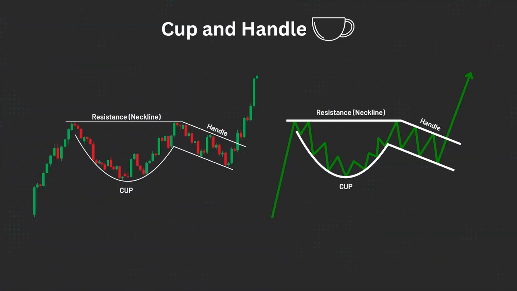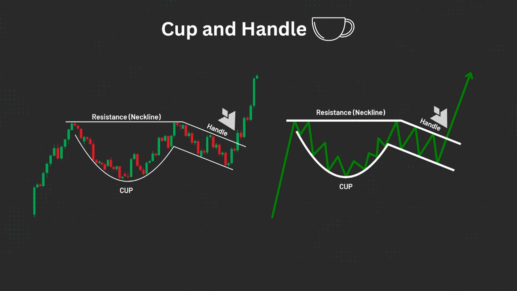The cup and handle is a bullish continuation pattern. It starts with a rounded bottom, the cup, followed by a smaller consolidation, which is the handle. This pattern signals that the price is likely to continue moving upward, and the pattern is confirmed when the price breaks out of the handle.